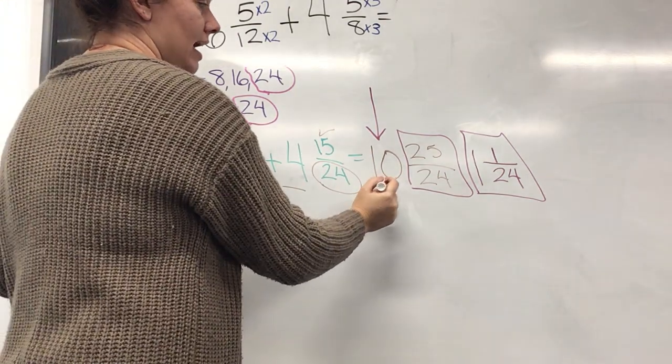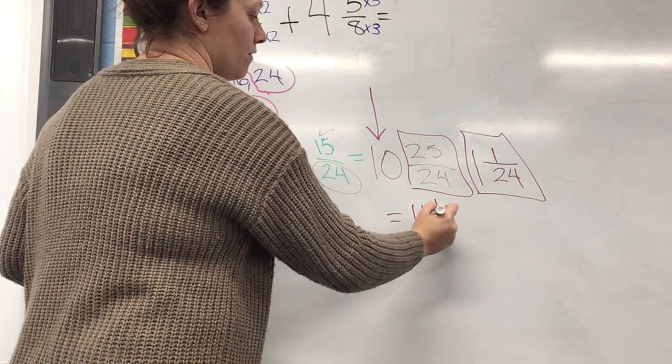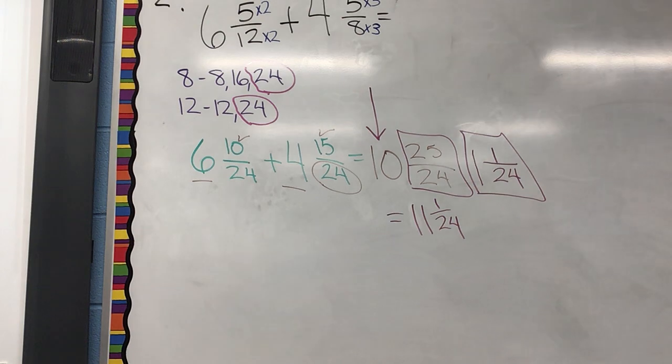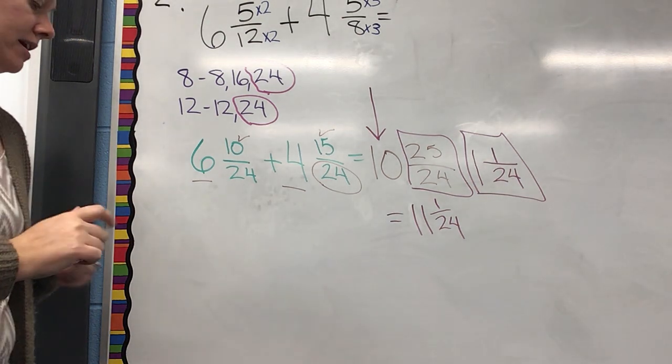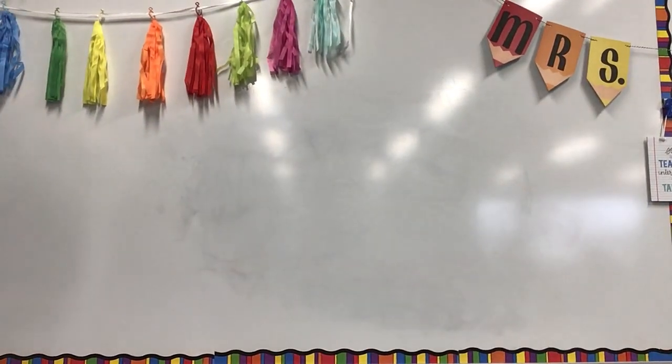So now what's 10 plus 1? And my fraction part of 1/24th. So 11 and 1/24th. Very nice. This should be in your math notebook. All right, number 3. Last one together, and then you guys are going to do it on your own.